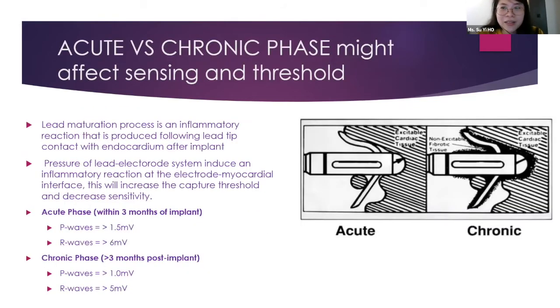Following an implant, there will be a lead maturation process during the 3 to 6 week period. Lead maturation is an inflammatory reaction that is produced after the lead tip is in contact with the endocardium after implant. During these 3 to 6 weeks, there might be unstable readings of sensing and threshold results. During the chronic phase, the sensing and threshold results will stabilize and improve.